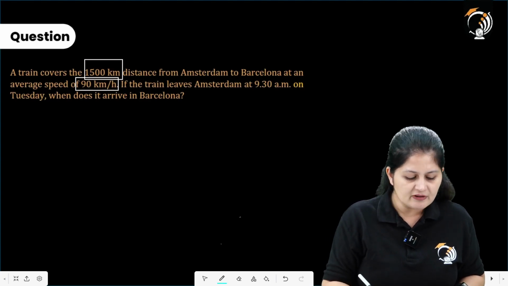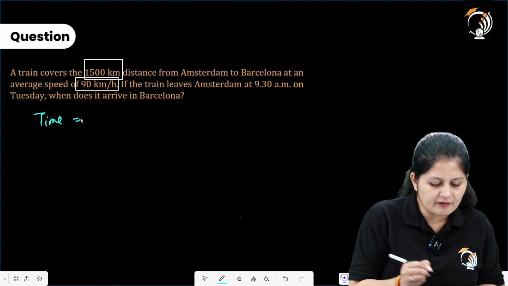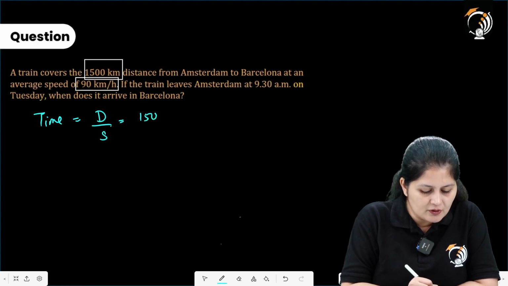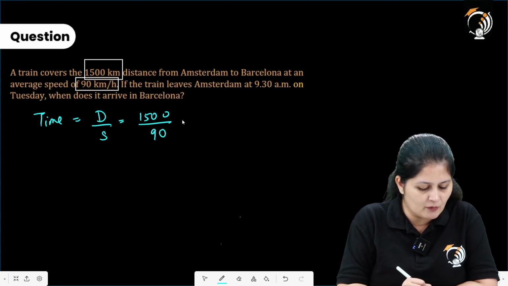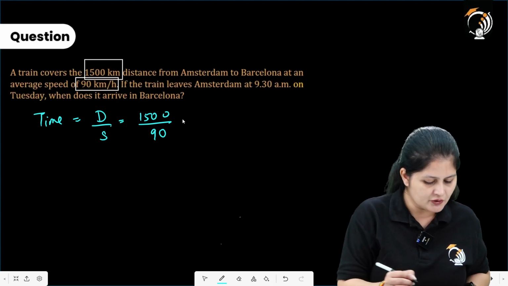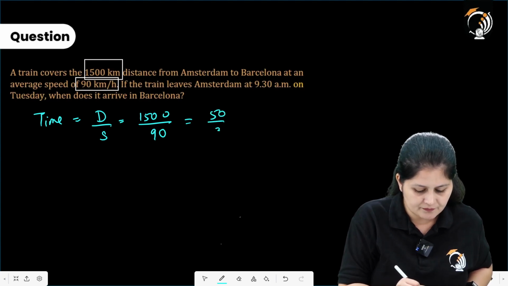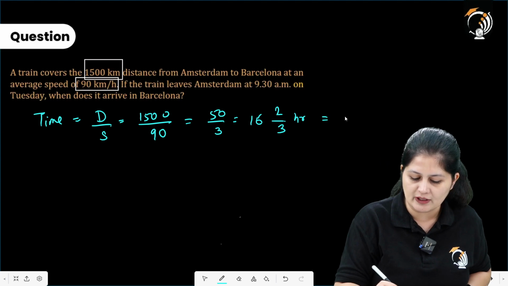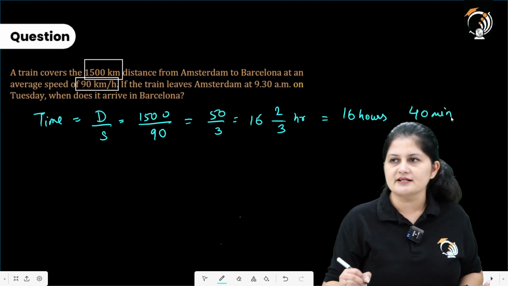So here, firstly, we need to find out the time taken by the train, right? The time taken by the train is going to be the distance over speed. So that is equal to 1500 over 90. Clear? So here the train is taking 50 over 3, which is 16 and 2 over 3 hours. So 16 and 2 over 3 hours is nothing but 16 hours and 40 minutes. That is the time taken by the train.